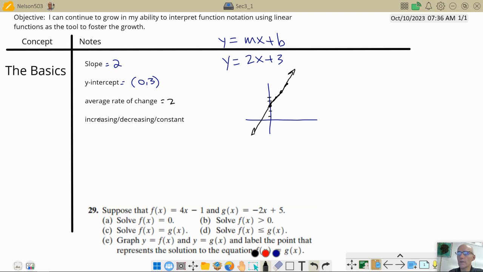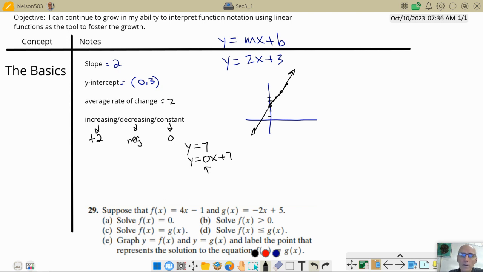Increasing? Yes, it's increasing because it's a positive 2. Positive 2 means it's increasing. If you had a negative slope, it would be decreasing, okay? Decreasing. If it had a 0 slope, then it's a constant function. So you might say, well, that's a little weird. What's a constant function look like? Let's say you had like y equals 7. Do you notice it's like y equals 0x plus 7? See, my slope is 0.